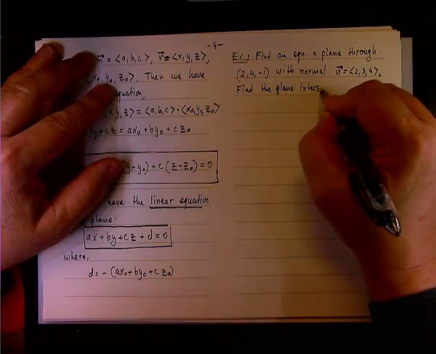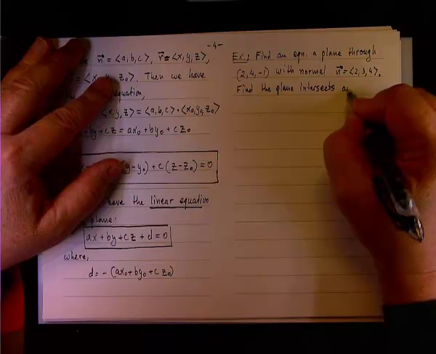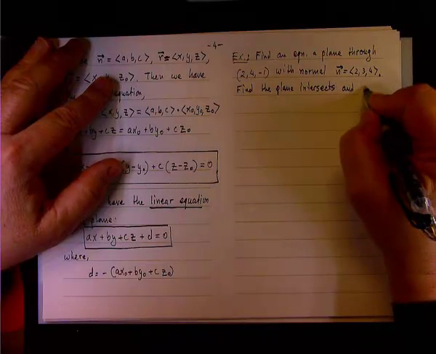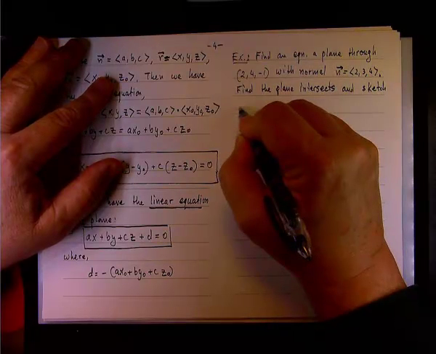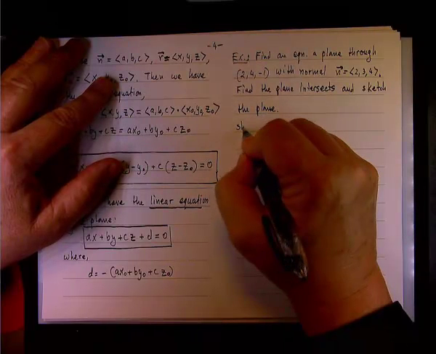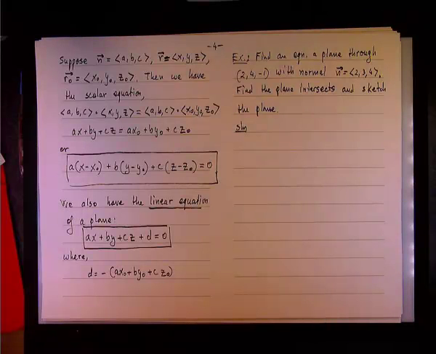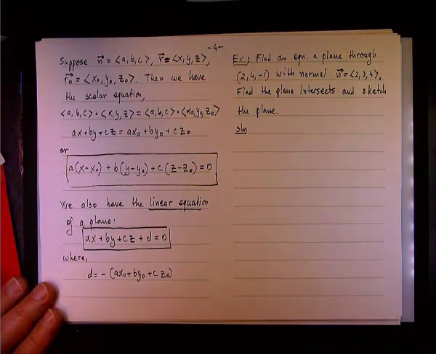intercepts and sketch it, or sketch the plane. What I mean by plane intercepts is the plane's intersection with the different axes. So the x-intercept, y-intercept, and z-intercept of the plane. Okay. That's what we mean by that.